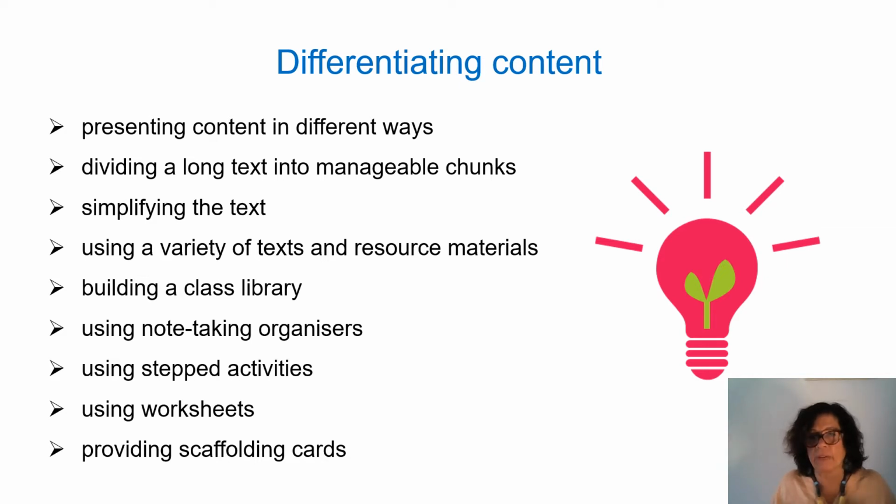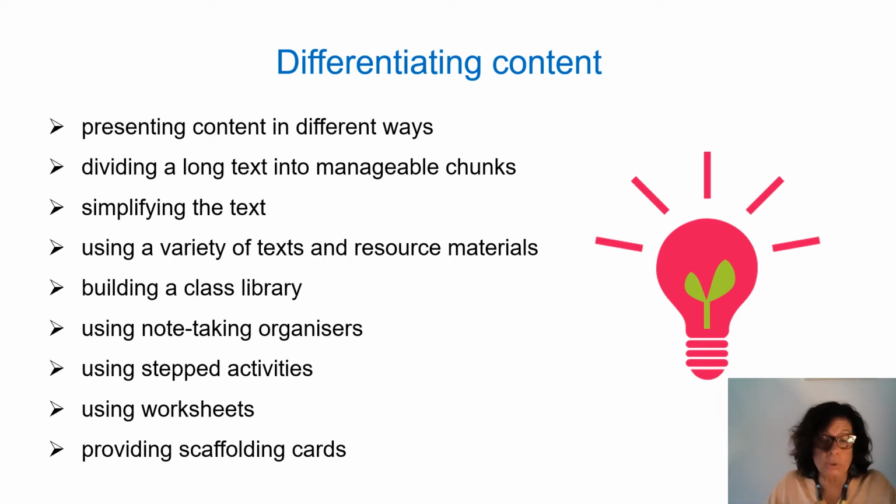If you have a long text, a reading text, for example, which you think is very long, or a listening text that you think is very long, you can divide it into more manageable chunks. You can simplify a text to eliminate any unnecessary vocabulary using simpler language. There are certain online tools such as readability tests or English vocabulary profile tools that will help you check the level of a text and adapt it.